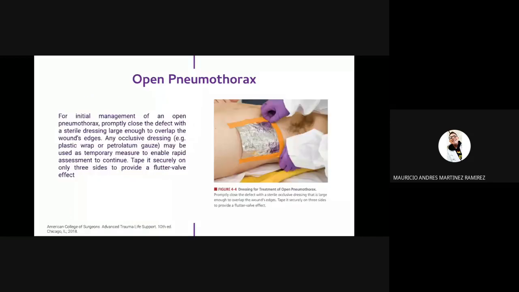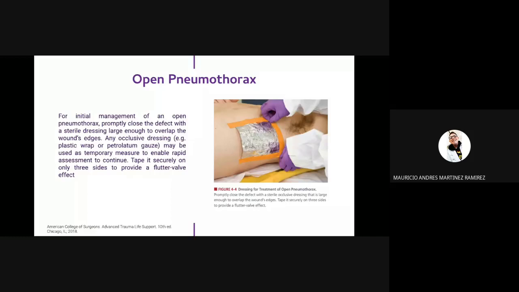For initial management of an open pneumothorax, we must promptly close the defect with a sterile dressing large enough to overlap the wound's edges. An occlusive dressing like plastic wrap may be used as a temporary measure to enable rapid assessment to continue. We must tape it securely on only 3 sides to provide a flutter-valve effect. As the patient breathes in, the dressing occludes the wound, preventing air from entering. During exhalation, the open end of the dressing allows air to escape from the pleural space.